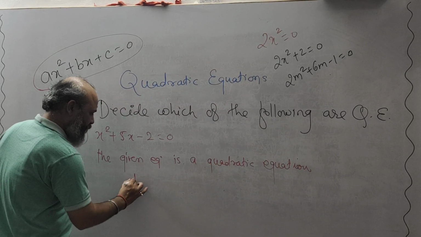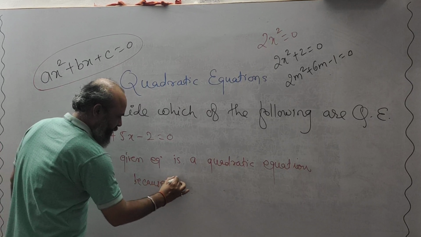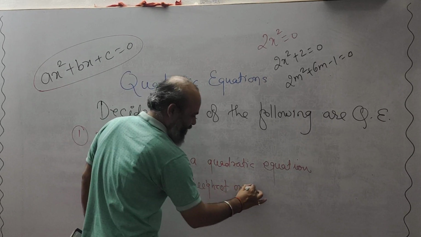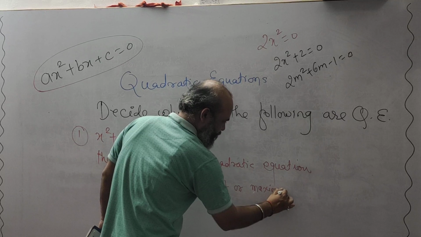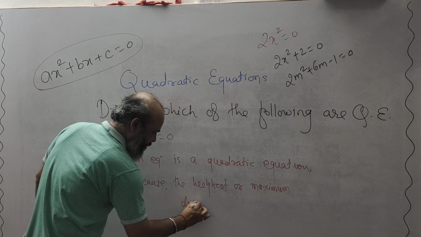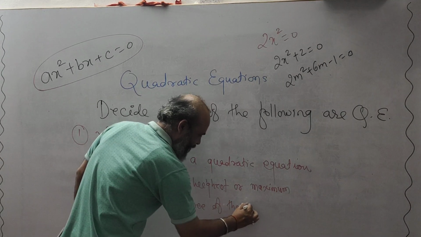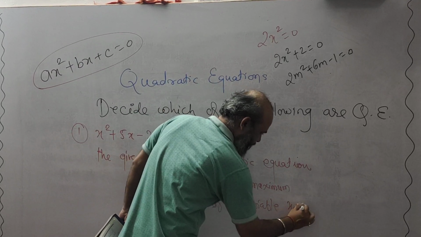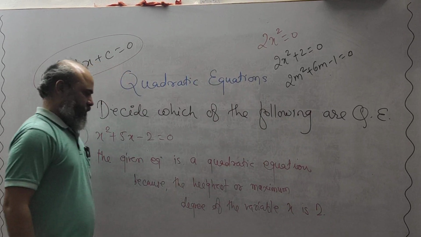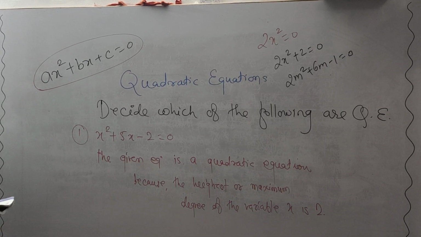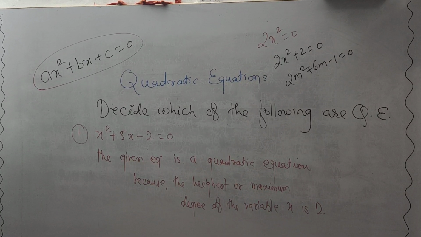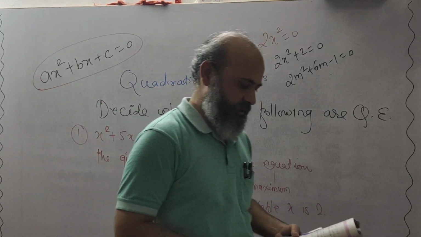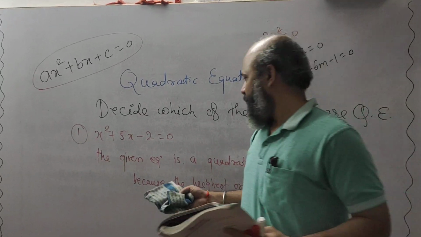because the highest, or you will say maximum, degree of the variable x is 2. The given equation is a quadratic equation because the highest or maximum degree of the variable x is 2. Therefore, this is a quadratic equation. Clear, student? Okay.